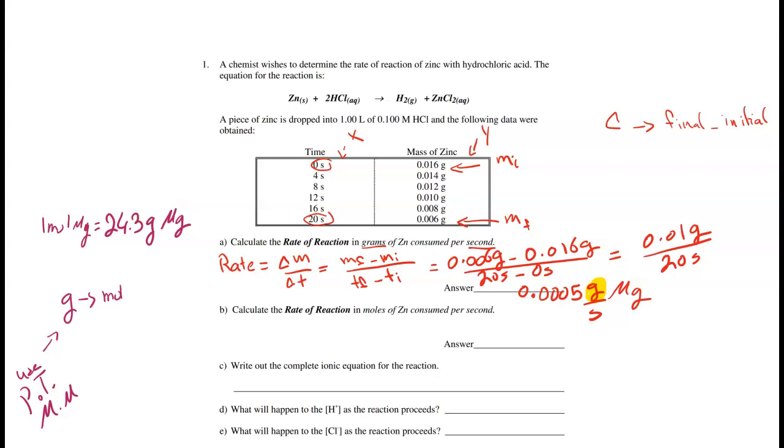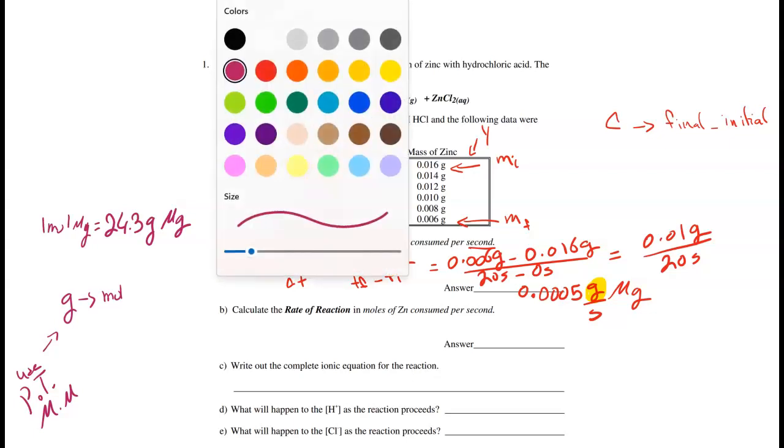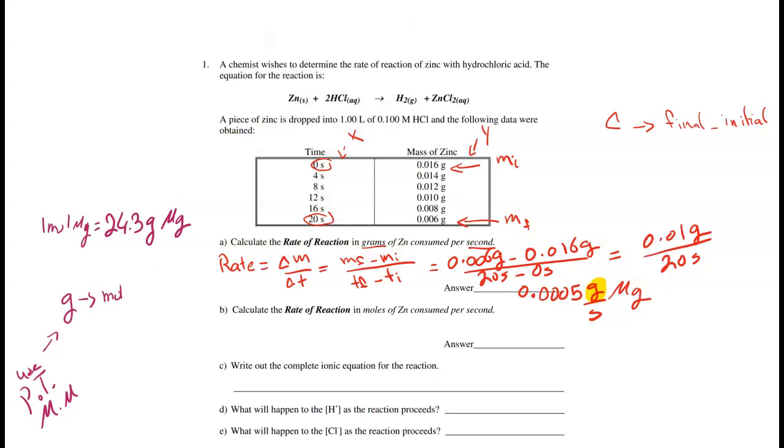So the new rate that you're looking for in B is going to be the molar rate, moles per second, moles of magnesium per second. That's going to be starting with the number that we have already from the first question, which is 0.0005 grams of magnesium per second.